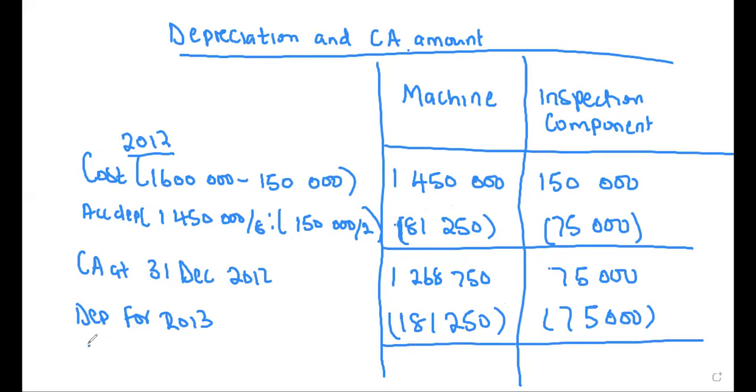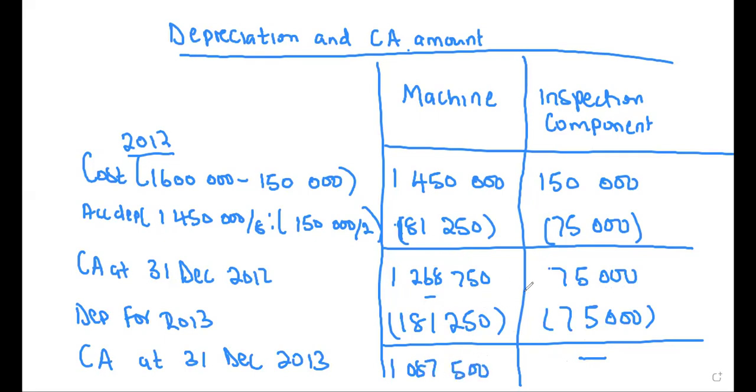So what is going to be the carrying amount at 31 December 2013? So which means we are going to subtract here 181,250 from here. Here it's going to be nil, 75 minus 75. So how much are we going to have here? 1,087,500. Right.